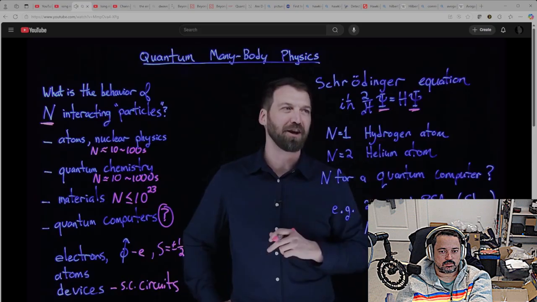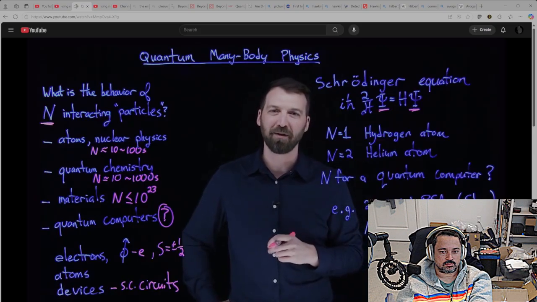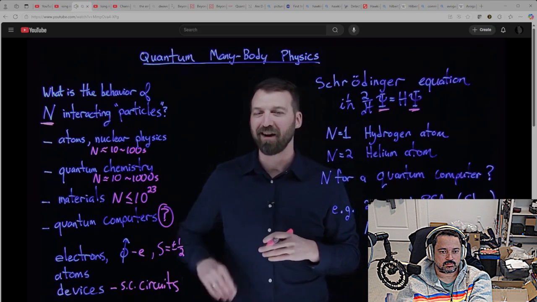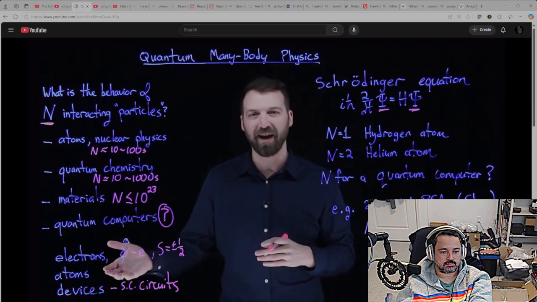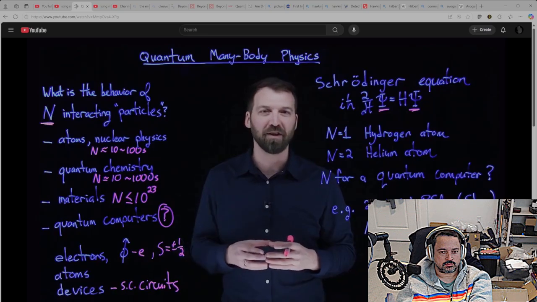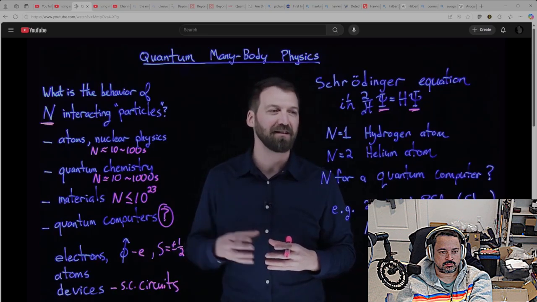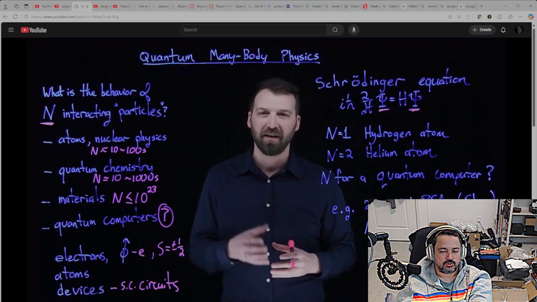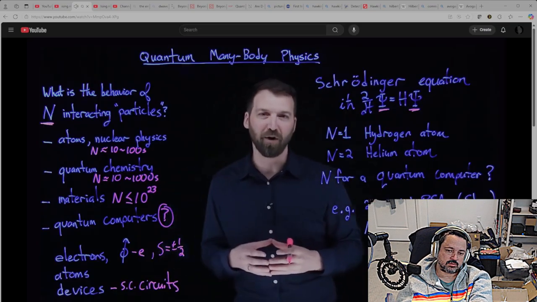Its time evolution is governed by this equation, and we're typically interested in how an electron or an atom or a qubit behaves at some later time. We're interested in this ability to predict its behavior at a later time. This is a very difficult problem.